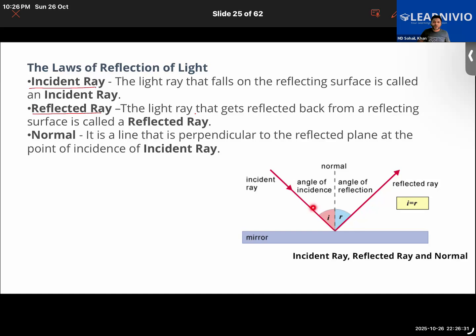To understand the law of reflection conveniently, we draw an imaginary line. This does not actually occur there. We basically draw an imaginary perpendicular line to the reflecting surface at the point where the incident ray has fallen. This is the point where the ray fell, and at this point we draw an imaginary perpendicular line. That is called the normal.